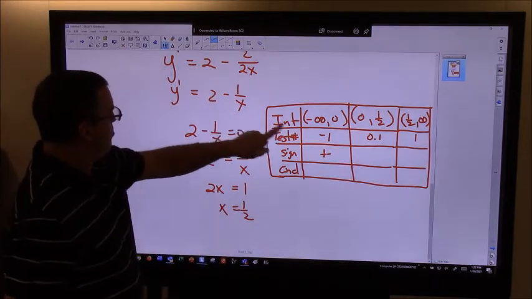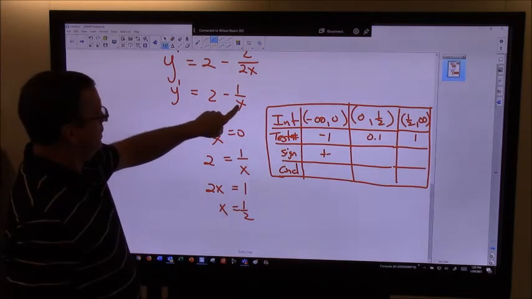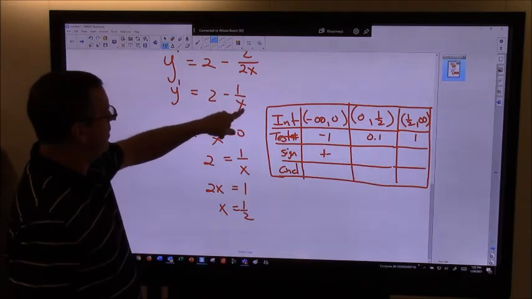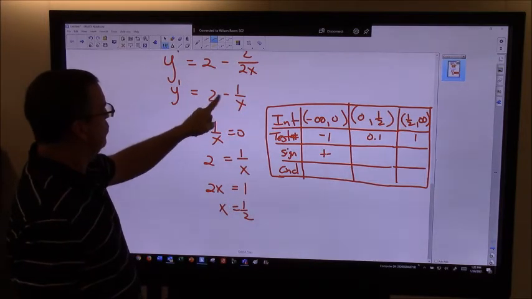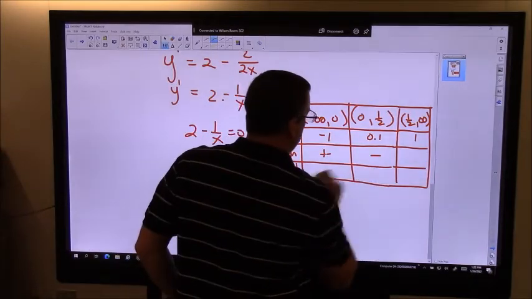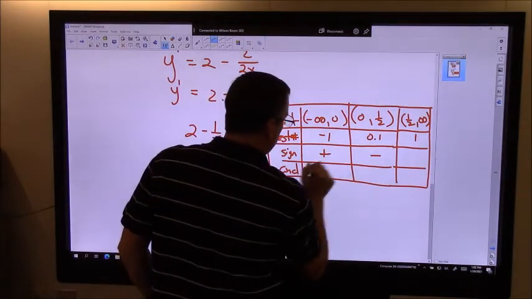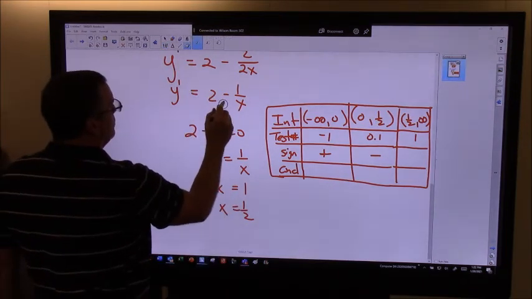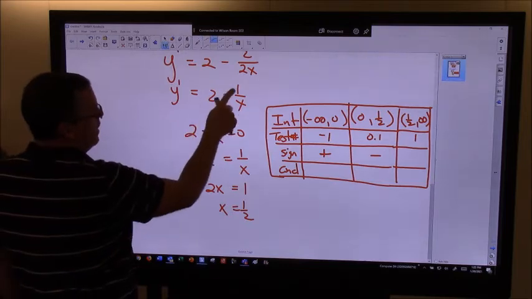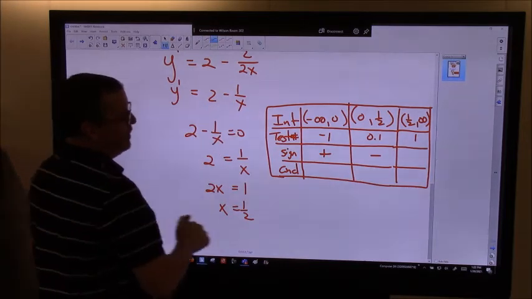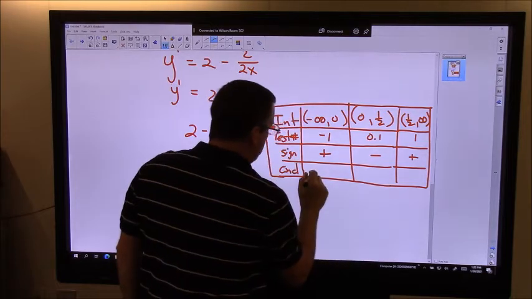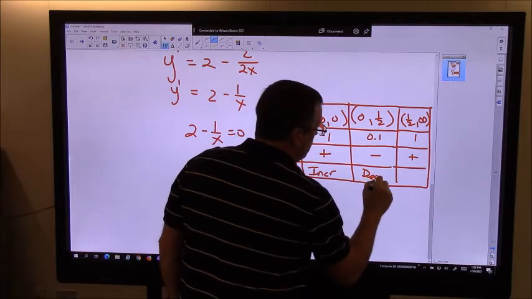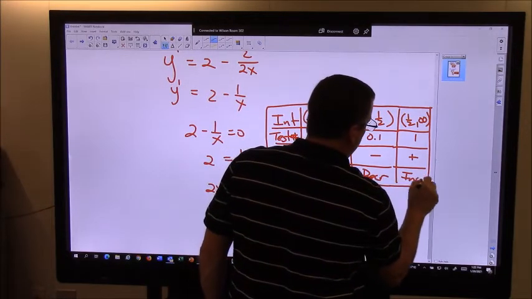If I put a 0.1 in there, that's like 1/10, right? So 1 divided by 1/10, I got to flip it over and multiply. That's going to equal 10. So 2 minus 10, that's negative. And then if I put a 1 in here, I would have 1 over 1, that's 1. 2 minus 1, that's positive. So we are increasing, and then decreasing, and then increasing.